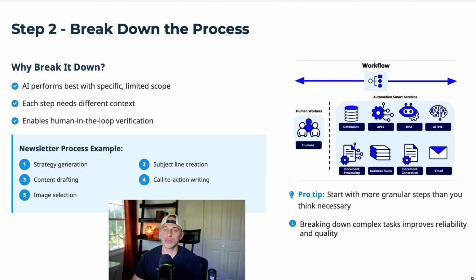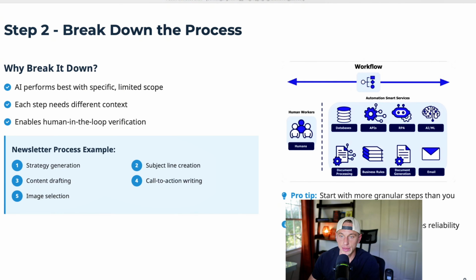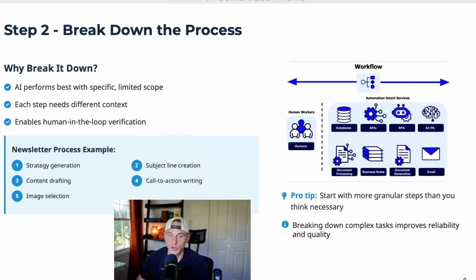Step 2, break down the process. Why break it down? AI performs best with specific, limited scope. Each step needs different context. That's where the prompting comes in. This also enables human-in-the-loop verification. If we're sticking with our newsletter example, we have 1, strategy generation, 2, subject line creation, 3, content drafting, 4, call to action writing, 5, image selection. On the right, we have a little example of a workflow in terms of what it would look like. We have human workers on the left, we have the automations on the right, we have the context below, and they all work together to create an amazing output, product, whatever that is.